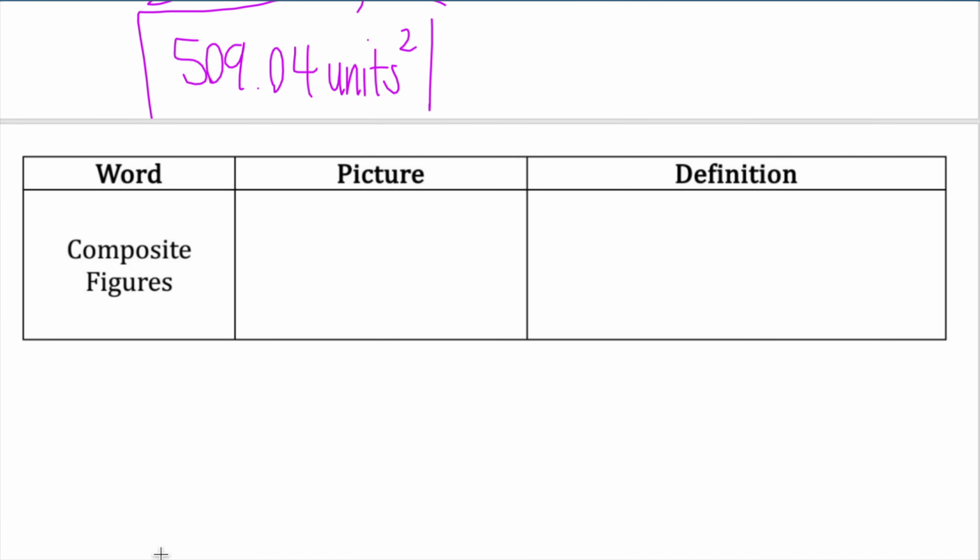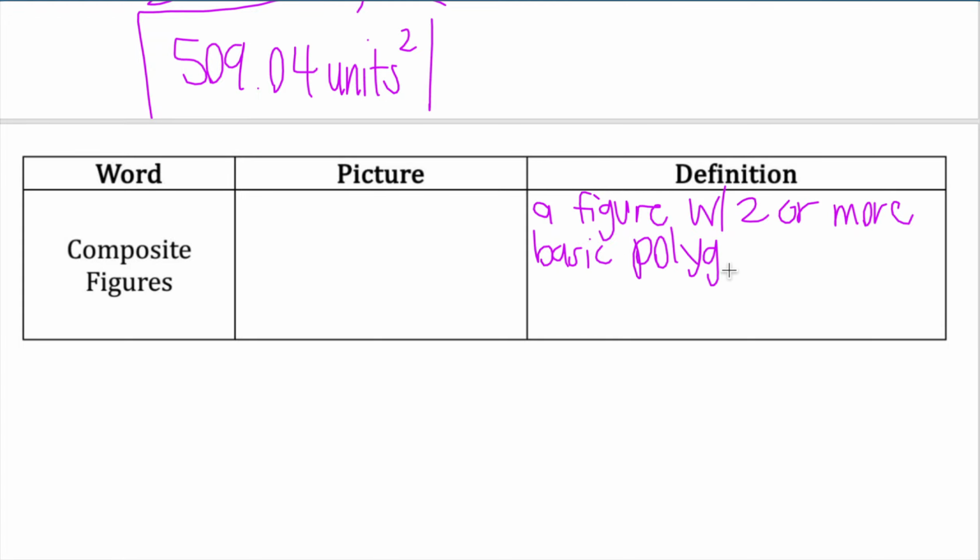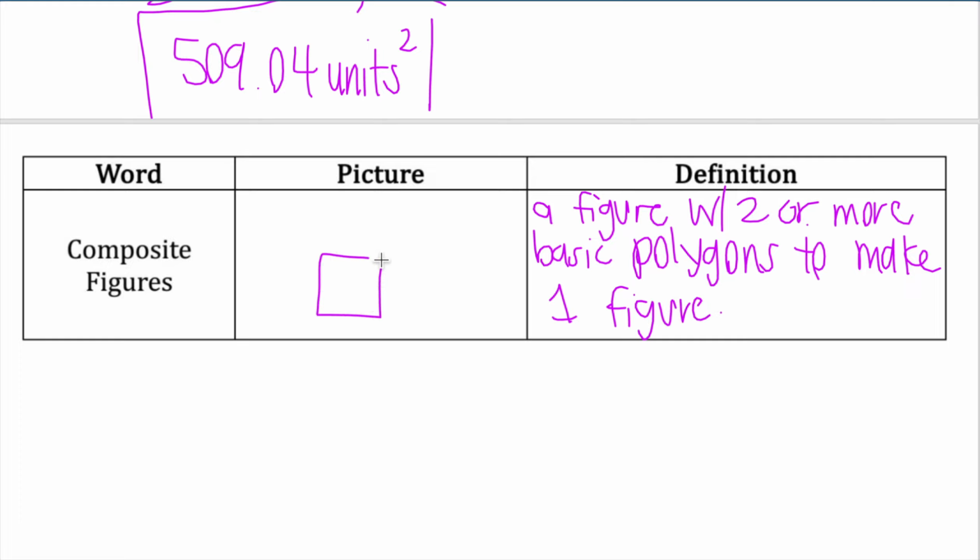Last little bit, composite figures. You've actually been doing composite figures since you were a little kid. And that is when you have a figure with 2 or more basic polygons to make one figure. So things that you have been doing since you were a little child, whenever you would draw a picture of your house, you would typically do a square with a triangle, and that's essentially what a composite figure is. You have 2 basic figures put together.